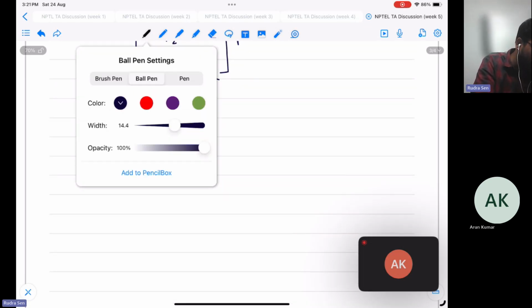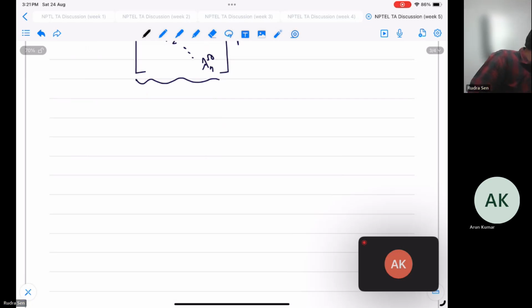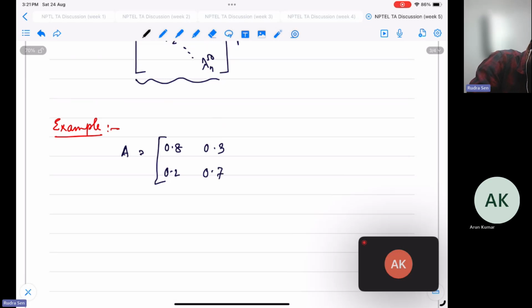So let's start with a small example. You are given a matrix A equal to 0.8, 0.2, 0.3, 0.7. This matrix has a special feature. This matrix is called a Markov matrix, first of all.